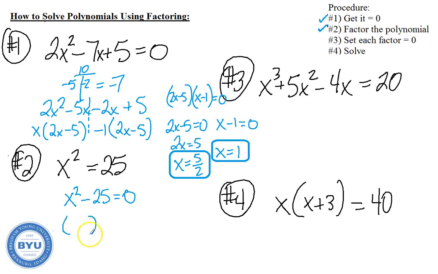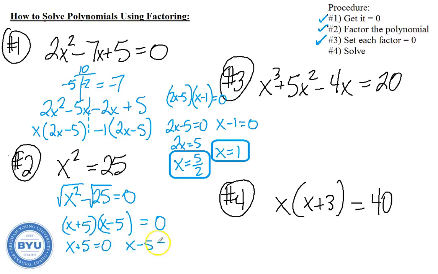This is a 2-term polynomial, and they're perfect squares, so I square root this to get x and x. Square root this to get 5 and 5. One is plus, one is minus. Now we set each of those factors equal to 0. So x plus 5 equals 0, and x minus 5 equals 0. And when we solve, we get x equals negative 5, and x equals 5. Excellent. That makes sense. We were supposed to have 2 answers, and we do.